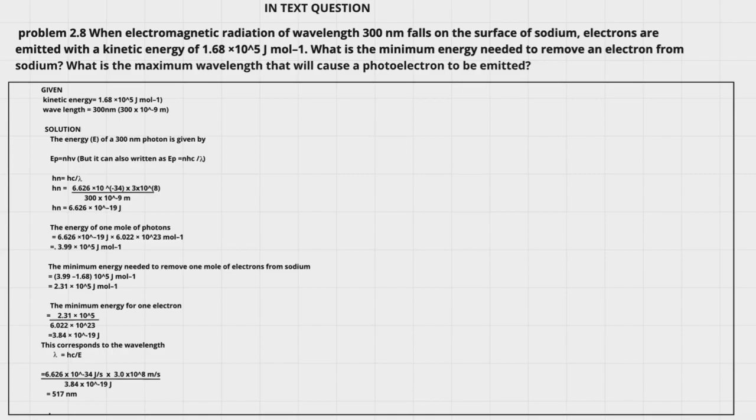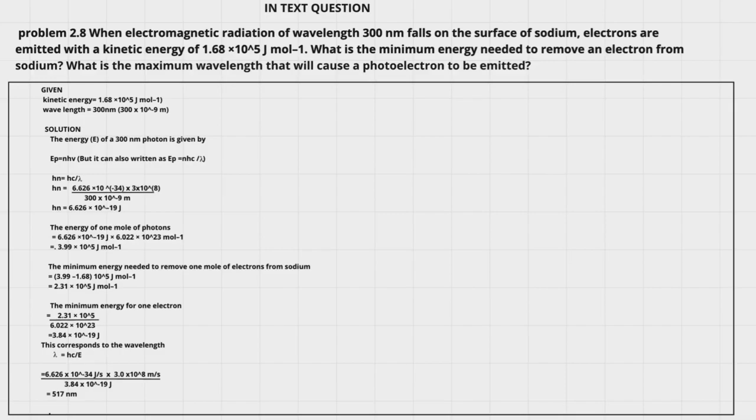Solution: we have the following given values. Wavelength of the wave is equal to 300 nanometers, so 300 x 10^-9 meter. Then we know the kinetic energy, which is equal to 1.68 x 10^5 joules per mole. The energy E of a 300 nm photon is given by.